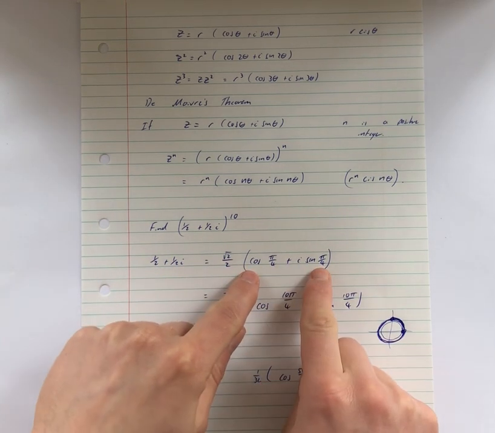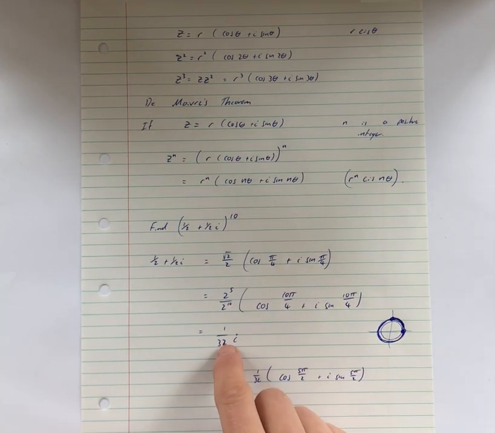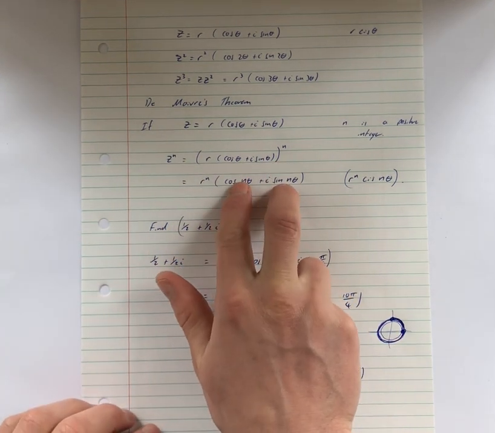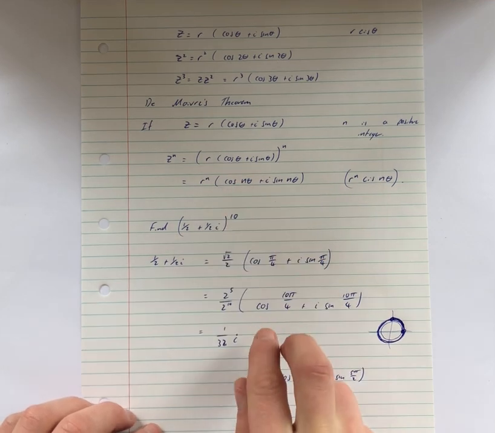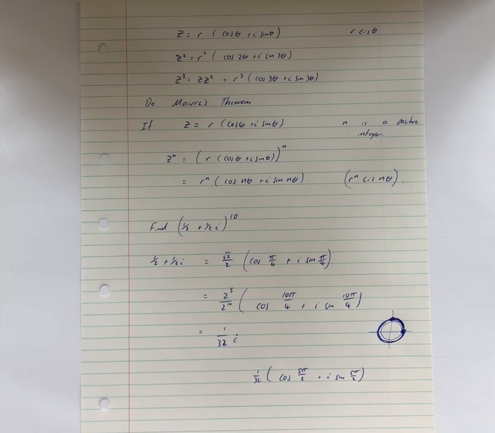So convert to polar and then use de Moivre's theorem. Raise the modulus to the power of 10 and multiply your argument by 10. Simplify the fraction, and then you can interpret that a little bit with your geometric intuition.